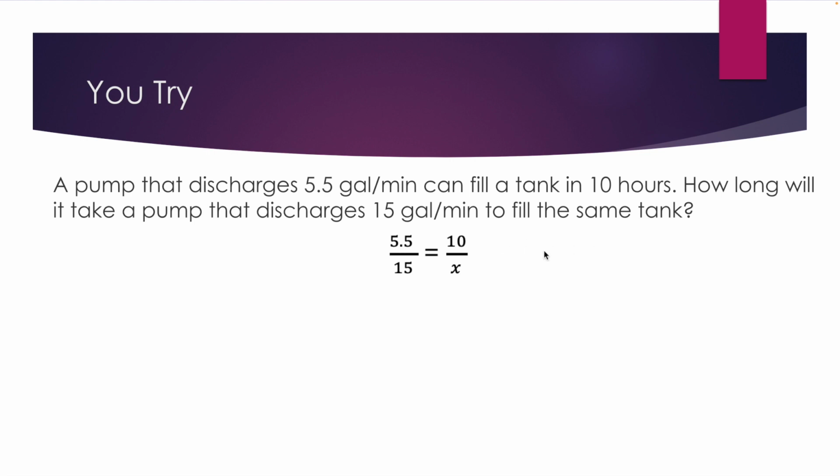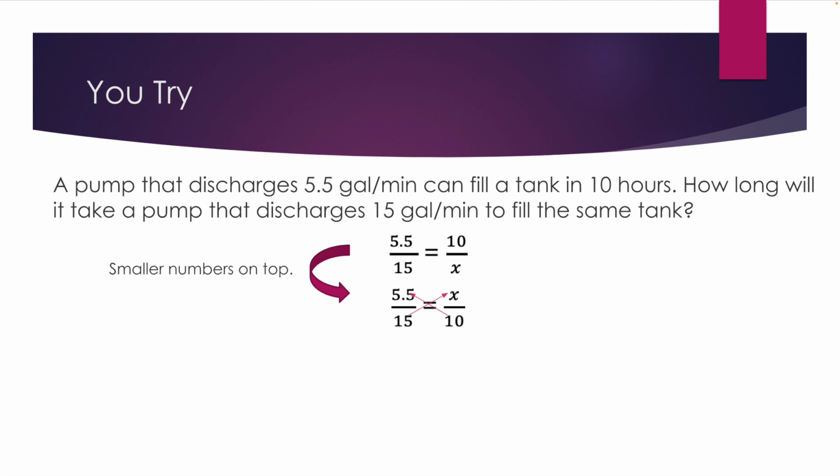And now I need to make sure my smaller number is on top. On this side, 5.5 is smaller. But as we said, I want my x to be smaller than 10. So I'm going to flip that so my x is on top. So my 5.5 is smaller on this side, my x is going to be smaller on this side. Again, because I'm looking at the question, I'm anticipating what my answer will be. And I'm saying that, well, if it discharges more gallons per minute, it's going to take less time. So I want my number to be smaller.